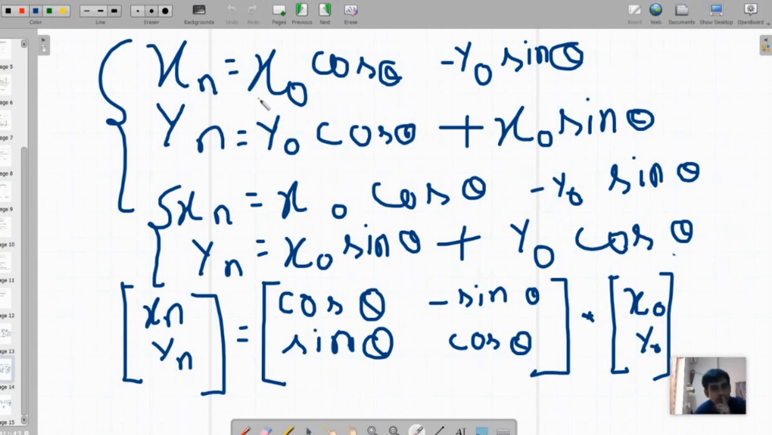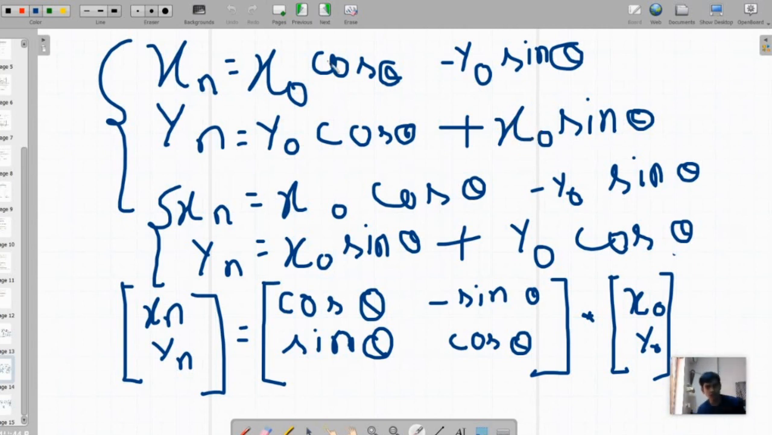X new becomes x old multiplied with cos theta, you have replaced r cos phi with x old, minus y old sin theta, you have replaced r sin phi with y old. And y new now becomes y old cos theta. You have replaced r sin phi with y old, plus x old multiplied with sin theta. So you have replaced r cos phi with x old here.